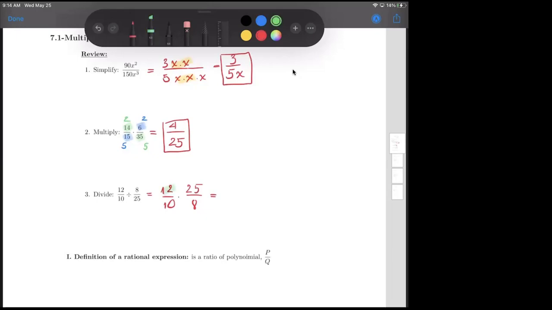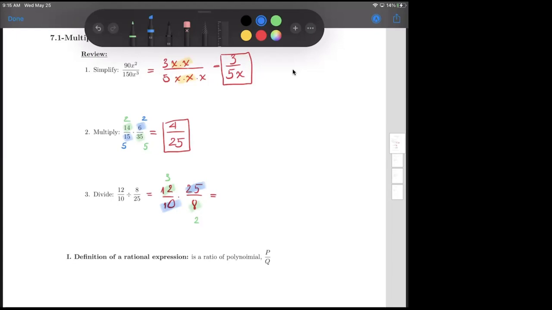So 12, and then you can do 12 and the 10 if you want. Oh yeah, you can do 12 and the 8. I'll do 12 and 8. Doesn't matter. You can do 12 with the 10. Okay. 12 and 8, I can divide it by 4. So 12 divided by 4 is 3. 8 divided by 4 is 2. 25 and 10. The reason I choose 12 and 8, 25 and 10, is because they can reduce more than 12 and 10 and 25 and 8.